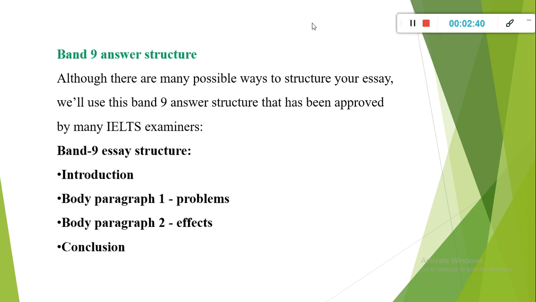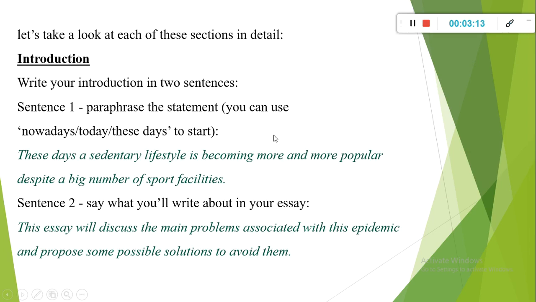Now, here we have an example of a band 9 answer structure. Although there are many possible ways to structure your essay, we will use this band 9 answer structure that has been approved by many IELTS examiners. Band 9 essay structure: introduction, body paragraph 1, which explains the problems, body paragraph 2, which explains the solutions, and conclusion.